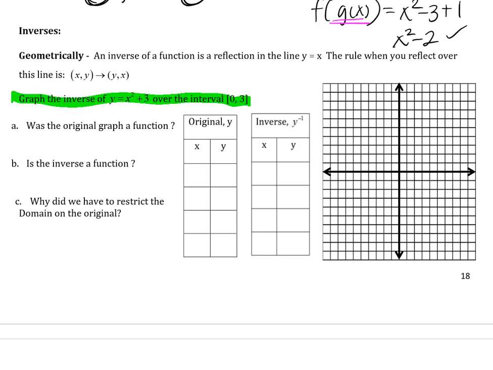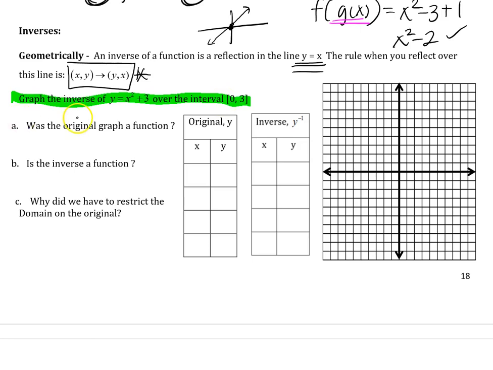Inverses of functions is anytime you take a function and reflect it over the line y equals x. So that's a line with a slope of 1 going through the origin. So if you have a function y equals x squared plus 3, we'll essentially switch the x and y coordinates, and that's what will reflect it over the line y equals x.